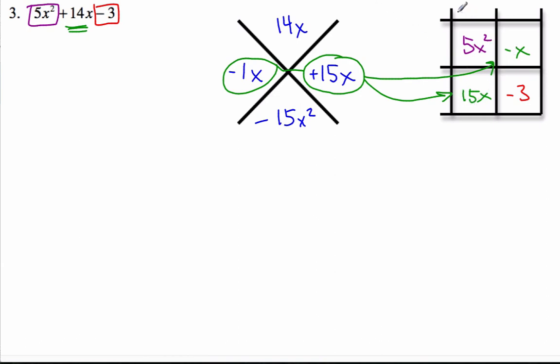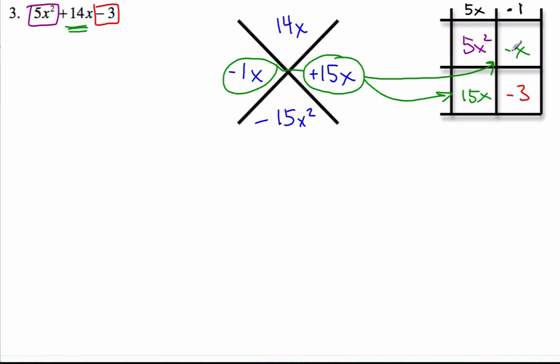Now, on the outside, we look at this column here and we think about common factors. What is common between 5x squared and 15x? Well, that is a positive 5x. Here, what's common between -x and -3? Well, the negative in this box is the boss, and so I'm going to pull out a -1 from both those.